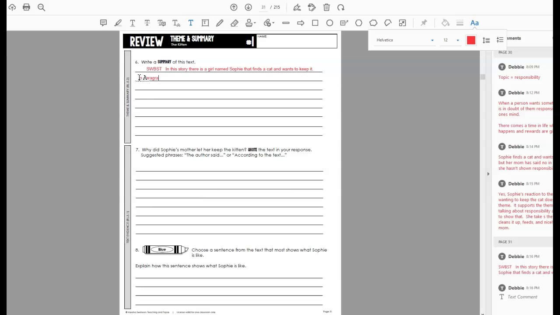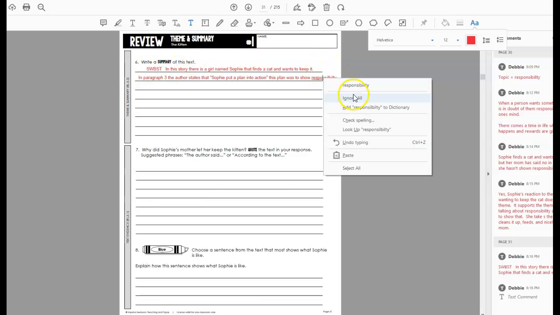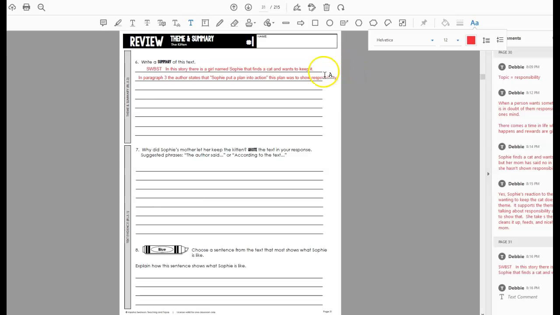In paragraph 3, the author states that, quote, Sophie put a plan into action, unquote. And she wants to keep. This plan was to show responsibility. Now, am I using the word responsibility a lot? Yes. Oh, there I spelled it wrong again. We'll have to work on that one. Because that's your theme. That's your topic of this whole story.